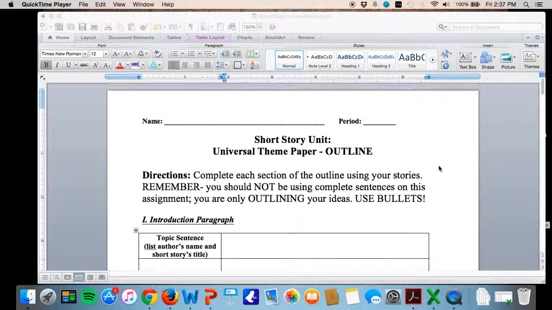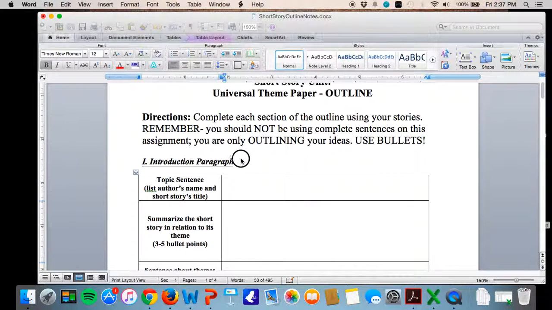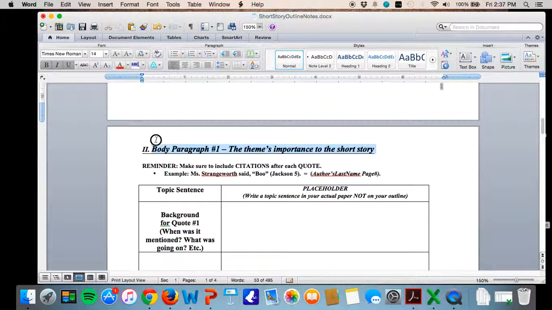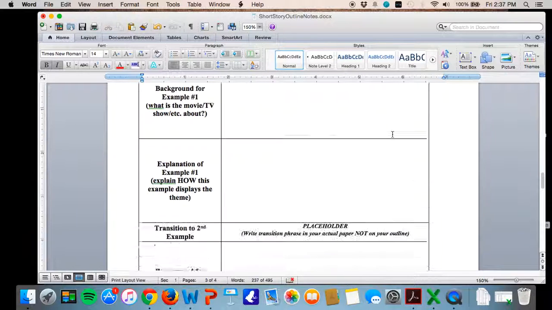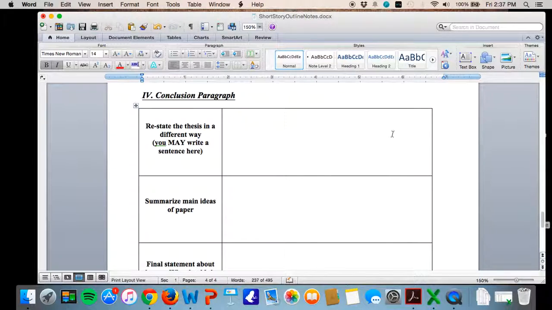Remember, there are 4 paragraphs to our essay. The first paragraph is our introduction paragraph, which we're going to talk about in a second. Our second paragraph is our first body paragraph, which is related to the theme's appearance in the short story. And thirdly is our body paragraph number 2, where we're going to discuss the other 2 works that you brainstormed the other night, the other external works like a movie or a short story or a song or a novel, something outside of our class that shows the same theme as the short story that you're choosing to analyze. And last but not least, our conclusion paragraph.